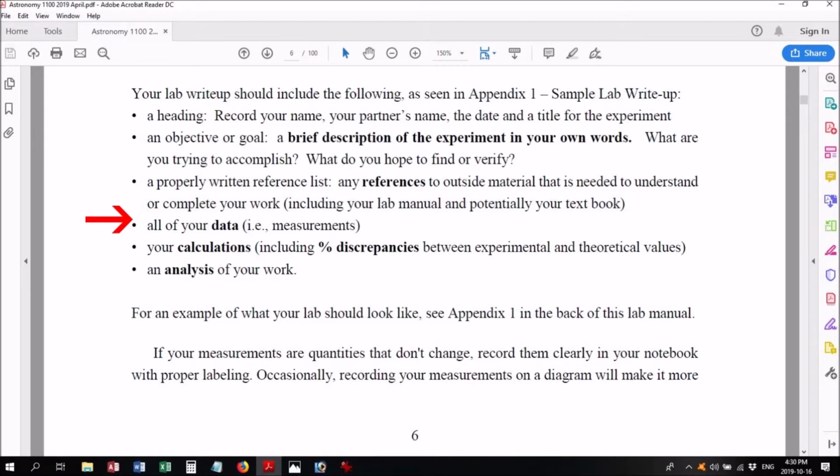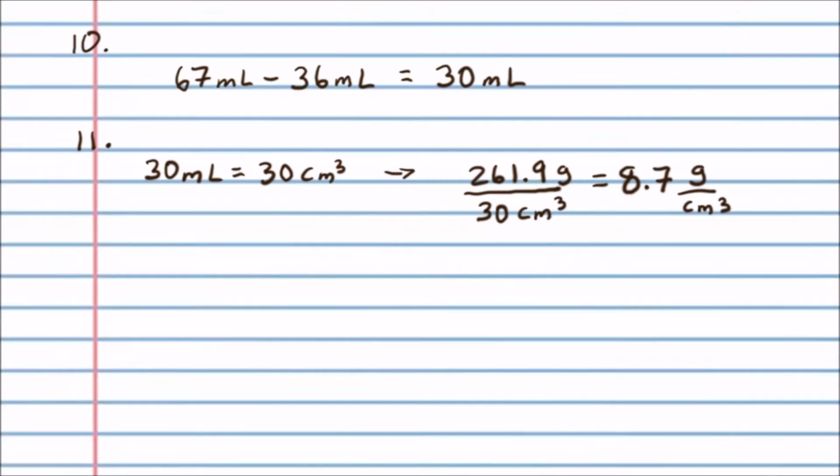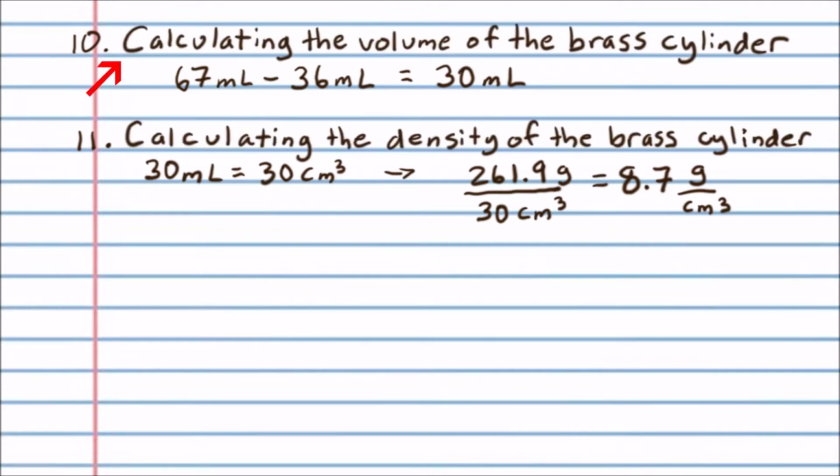Now, one thing that I'm very picky about is that you need to label everything fully. Here's what I mean. In the procedure section of an experiment in the lab manual, you'll see numbered steps. So step 10, do this, step 11, do this, and so on. It's very common when students are writing up their experiment to just write down step 10 and then the calculation or the data, step 11 and then the calculation or the data. This isn't enough. You have to label every calculation and set of data in words. The number by itself is not enough.